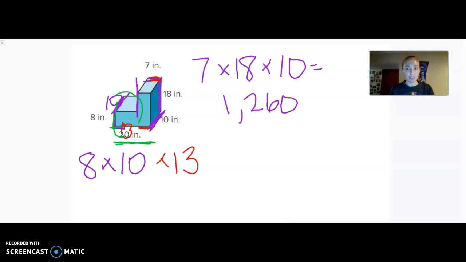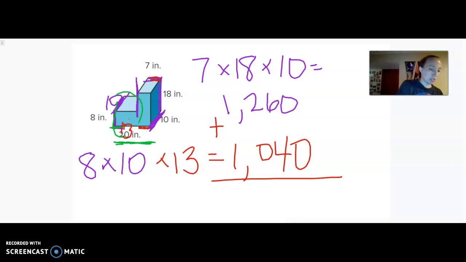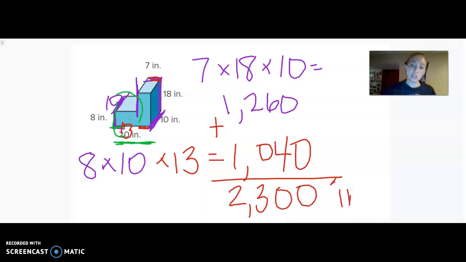Okay, so sometimes we've got to find missing pieces like that. So 8 times 10 times 13. 8 times 10 times 13 is 1,040. So now I have the two pieces. What do I do with the two pieces? Add them together. Okay, plus 2,300 inches cubed, or cubic inches.